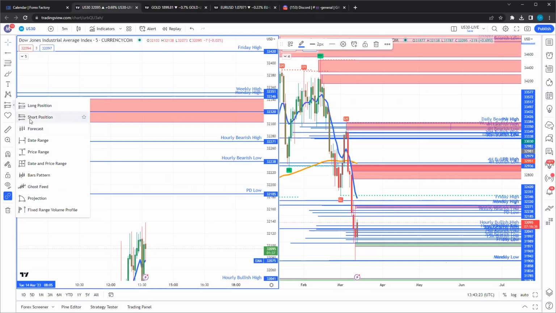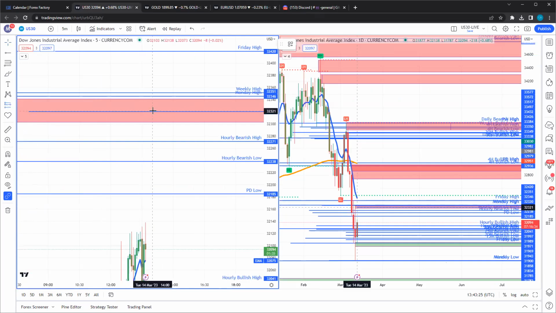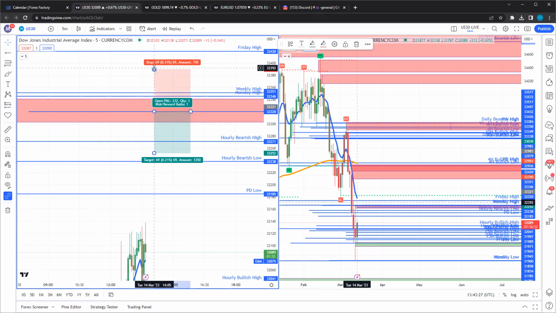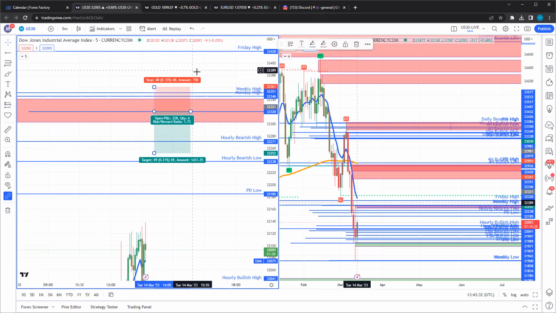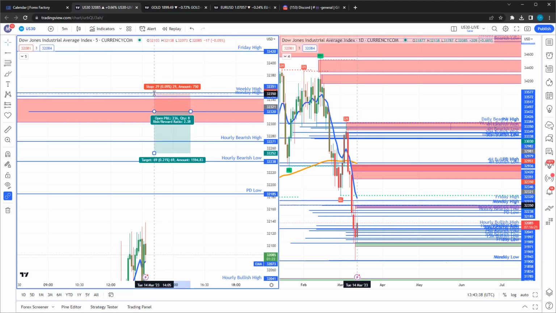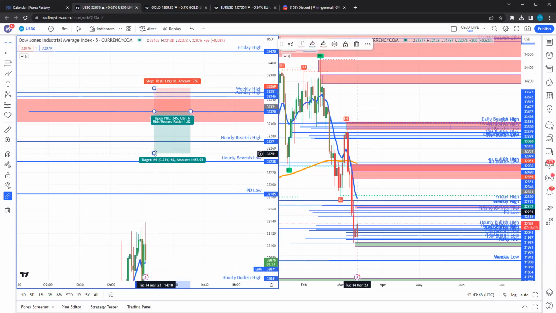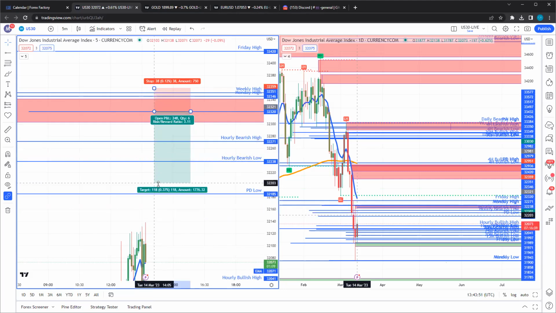So let's see. Here, the first short position on US 30 will be around 32,320. Stop loss above the weekly high. So this is like a 40-point stop loss. Ideally, our stop losses are 50 points. Now, if you want to go heavy lot size, put your stop loss above this zone right here. But ideally, your stop loss should be above the weekly high, the current weekly high. And then for this one, I would say ride it to the previous daily low.